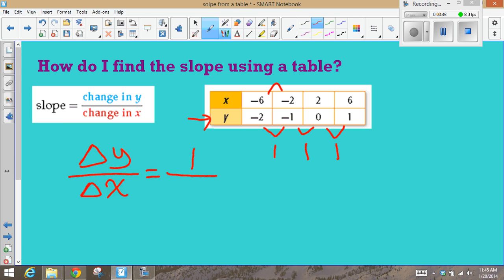My x then changes by 4, and this one is 4, and this one is 4. So my x changes by 4. So it looks like my slope is 1/4. And of course you can't simplify that, so I am done.